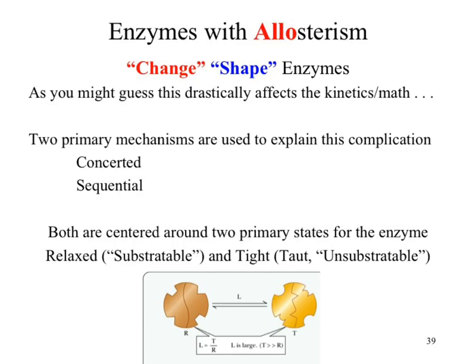R represents the form of the enzyme that I'm calling substratable, meaning it can bind the substrate. It has a higher affinity for the substrate. T happens to be the form that is unsubstratable, meaning it has a lower affinity for the substrate. So our enzyme is now stuck or kind of oscillating between these 2 states. Okay. The more R state we have, the more likely it binds substrate. The more T state, the less likely it binds substrate.